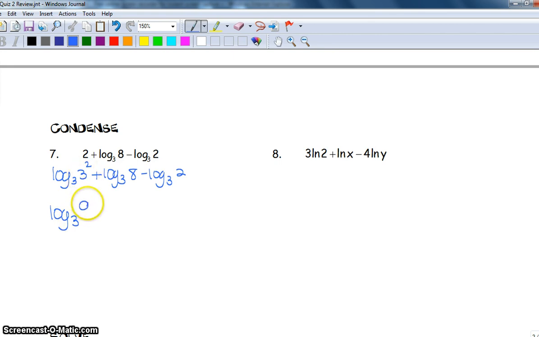3 squared gives us 9. Since I'm adding 8, that means I'm multiplying by 8. Subtracting means I'm dividing by 2. 9 times 8 gives us 72 divided by 2. So we get log base 3 of 36.